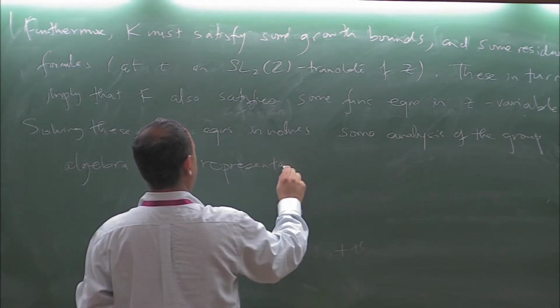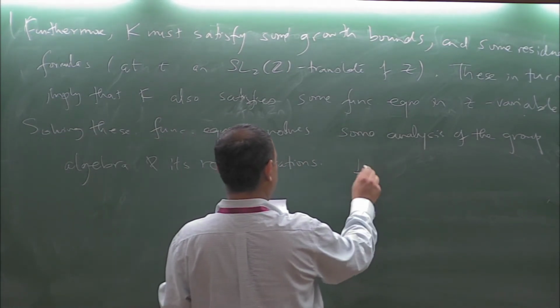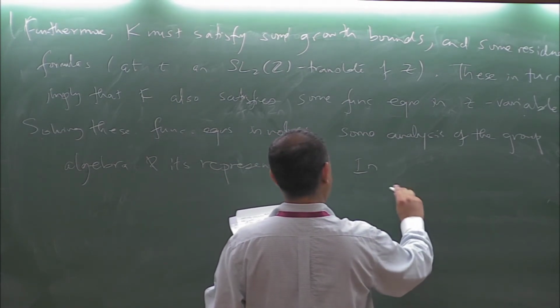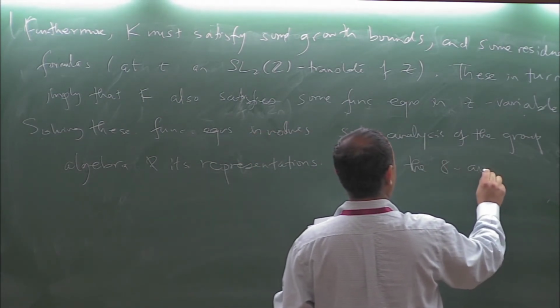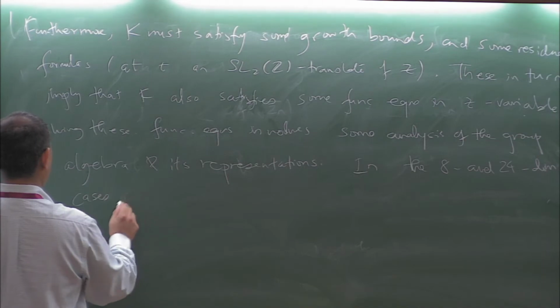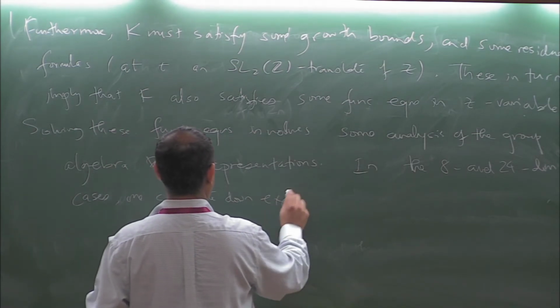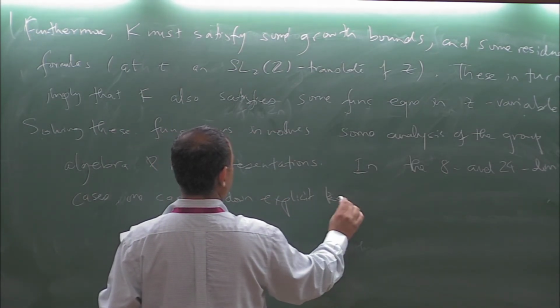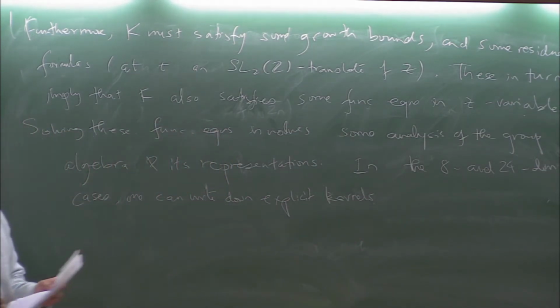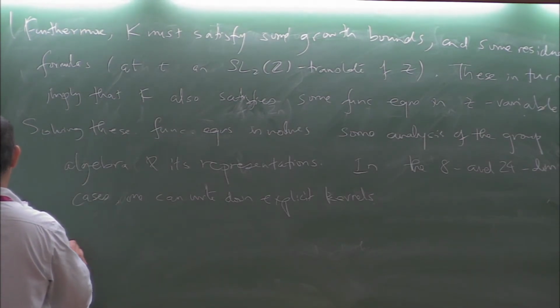So again, I'm glossing over lots and lots of stuff in the paper, but it's impossible to go through all of it. So I'm indicating the main features. In the 8 and 24 dimensional cases, one can write down explicit kernels. So it's possible that these exist in other dimensions. We don't make a conjecture either way, but we certainly haven't tried to compute in other dimensions where similar kernels exist.